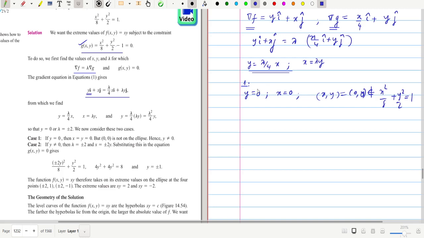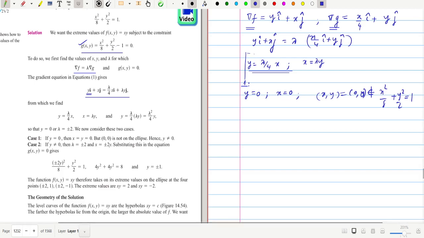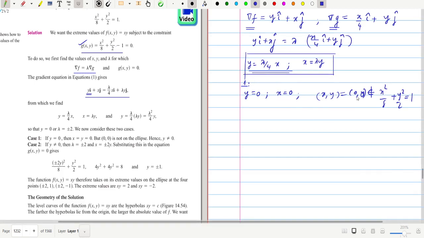But if we choose y equal to 0 and x equal to 0, then those points simultaneously satisfy the system of two equations. But the point does not belong to that ellipse, so we neglect this one. We are not considering this point because that is not on the ellipse.